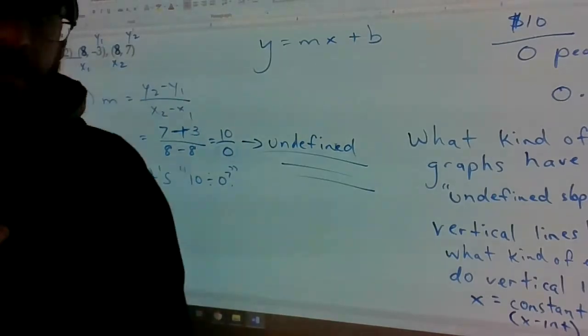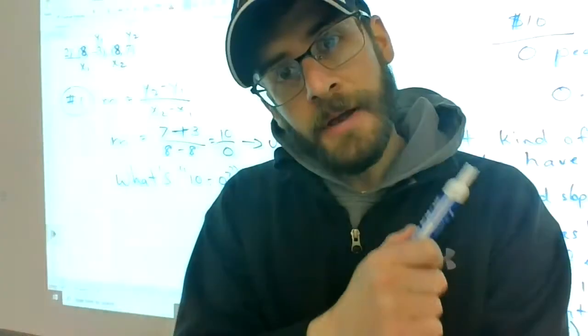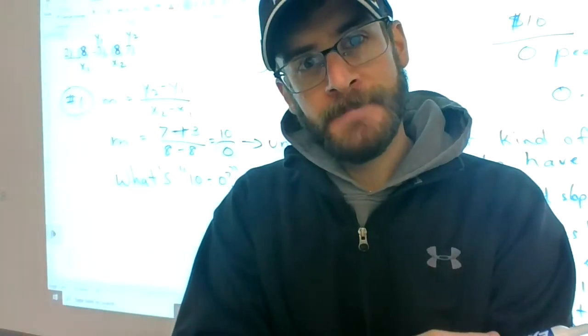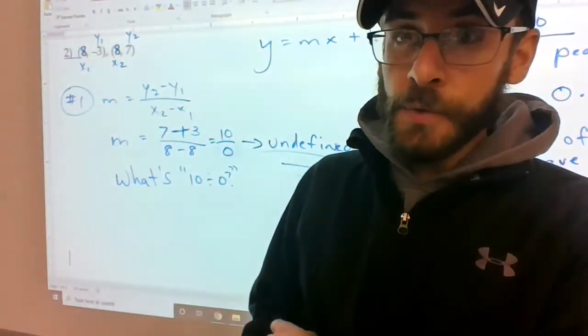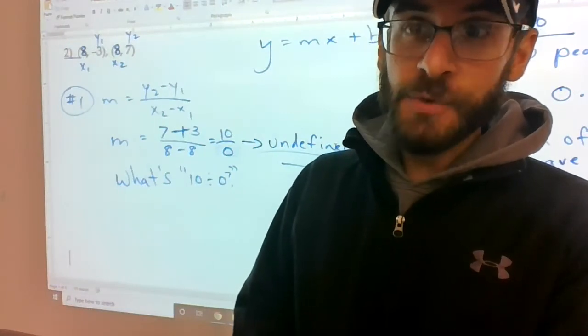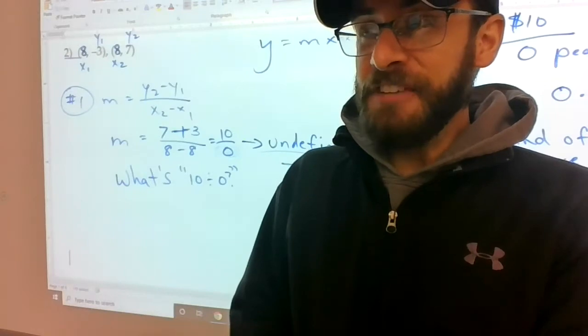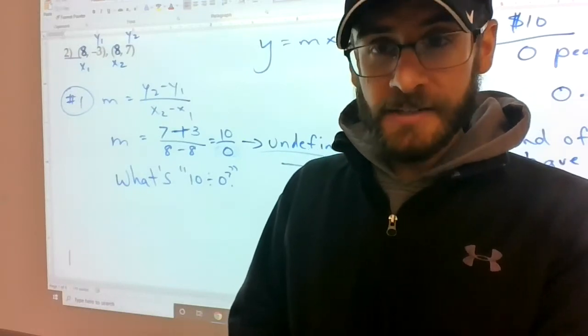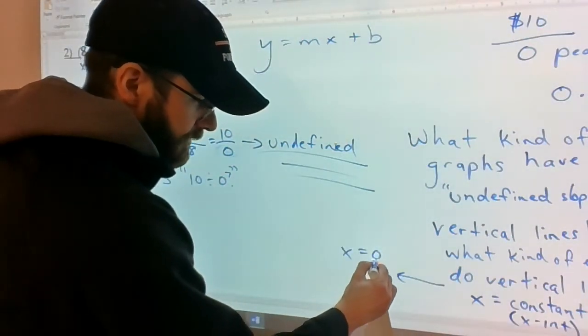Every point on a vertical line has the same x value. So you see the two 8's right there? 8, 8. X equals 8. X1 equals 8. X2 equals 8. X3 equals 8. X negative 50,000 equals 8. So the equation of our line is x equals 8.